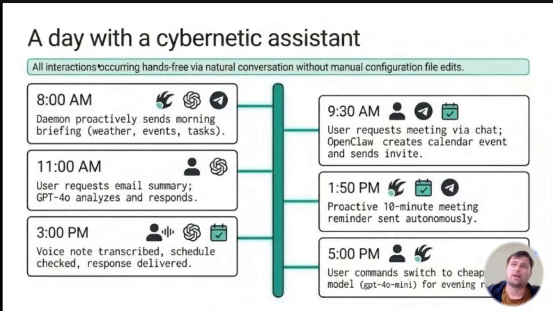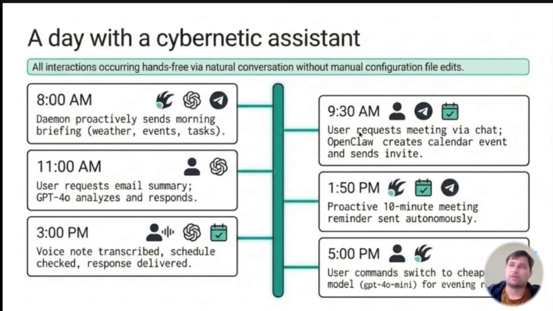So this is how it can look when you integrate it, and this is what it can do. Each day it can send you a morning briefing with weather, events, and tasks, and you can also ask it for a brief of what emails you got. You can request an email summary. Of course, I didn't integrate it, but it's also possible to speak with it via voice through Telegram.